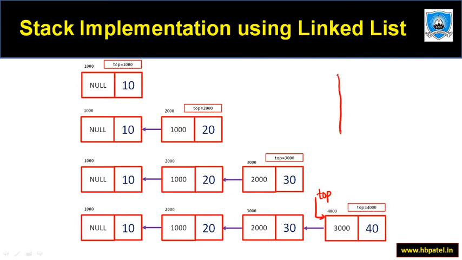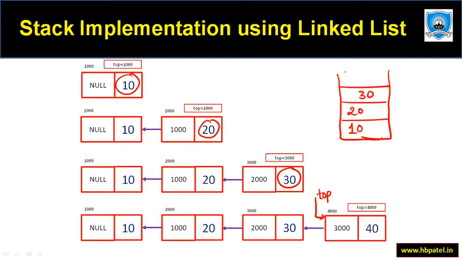If you compare this with our normal stack, you can see the very first node inserted was 10, so 10 is over here. Then the second node inserted was 20, so 20 is over here. Then the third node inserted is 30, so 30 is over here. And the last node inserted is 40, so 40 is here. And now my top is pointing to this. So if I print this top arrow data, I am going to get 40.